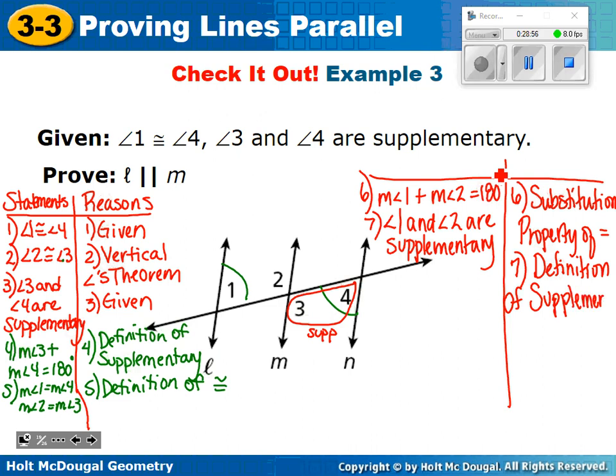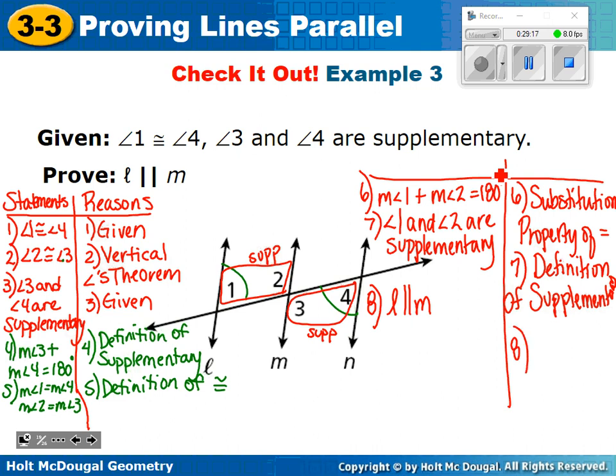And now, if 1 and 2 are supplementary, what does that mean about our picture? Very good. So number 8 is what we're trying to prove. L is now parallel to M. And what's going to be the reason for that?